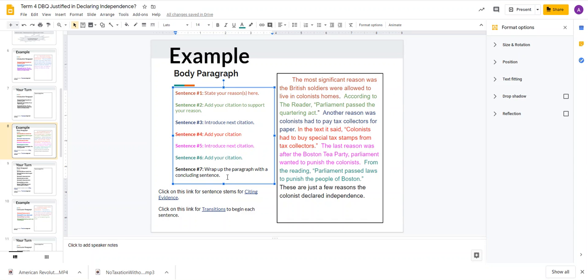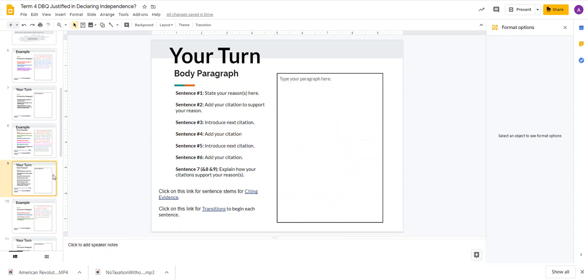Now, sentence 7 says to wrap up the paragraph with a concluding sentence. And so you're just wrapping it all together. These are just a few reasons the colonists declared independence. And now it's your turn. Slide 9 is your turn.